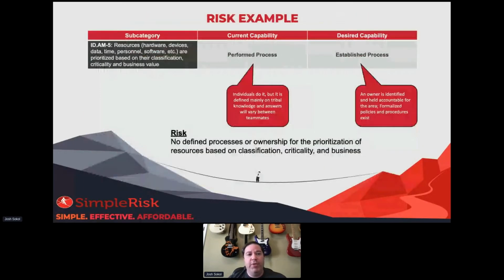So now we have to create risk. In this case, you can see IDAM5 I took as my example here. We're performing it. We want it to be established. Again, performed means that individuals are doing it, but it's defined mainly on tribal knowledge. Answers will vary between teammates. Whereas established is the owner is defined, they're held accountable for the area. You've got formalized policies and procedures. So our risk here is really the difference between those. If you take established process minus perform process, that equals risk, right? And so in this case, it's that we don't have a defined process. We don't have ownership for the prioritization of resources based on classification, criticality, and business. Pretty simple. And that literally is the difference between the current capability and the desired capability.